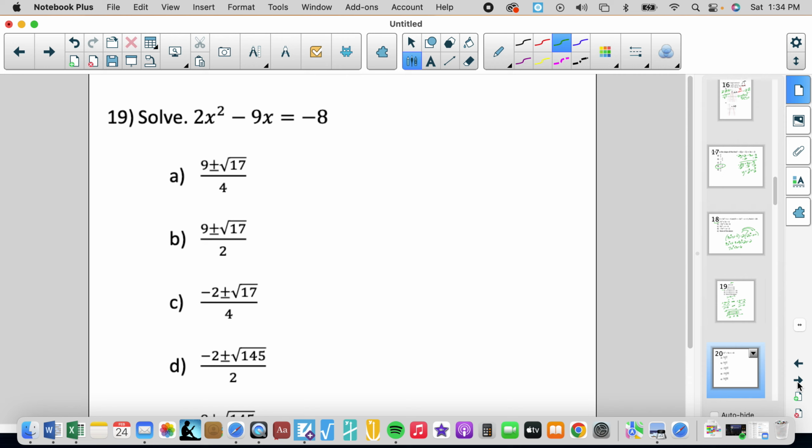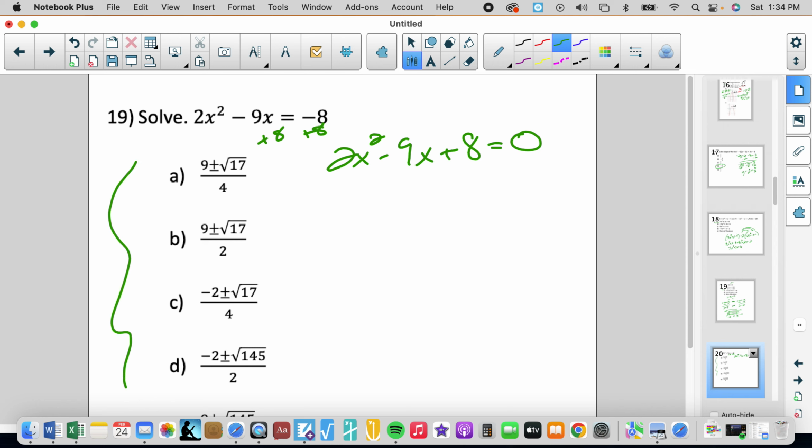19, solve. We're going to set it equal to 0. I'm looking at my answers. So first of all, I'm going to set equal to 0, so you're going to add 8 to both sides. So you get 2x squared minus 9x plus 8 equals 0. You wouldn't factor because we should notice our answers are in quadratic equation form.